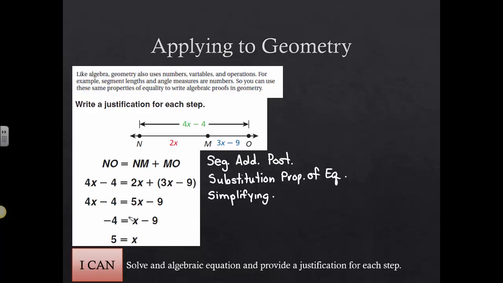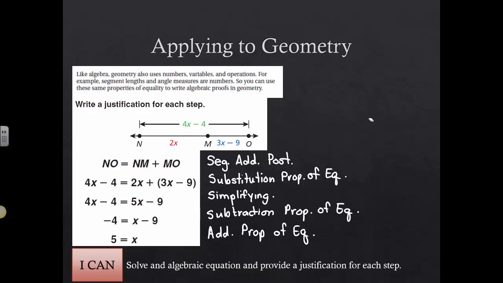Okay? Then from this step to this step, for that negative 4, it looks like we decided to subtract 4x from both sides. Now that's not shown, but that's the only way we can get negative 4 equals x minus 9. So because we subtracted 4x from both sides, that would be the subtraction property of equality. Okay, and lastly, it looks like we added 9 to both sides to get 5 equals x. So in order to get there, we use the addition property of equality. And we've just justified each step.